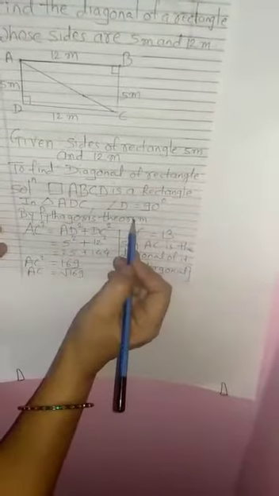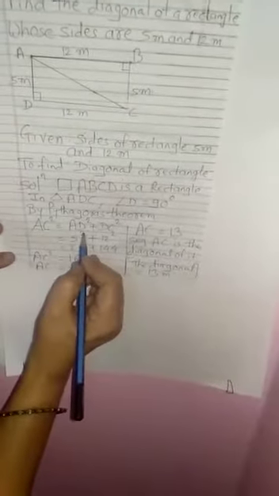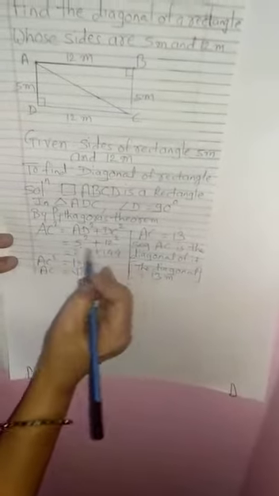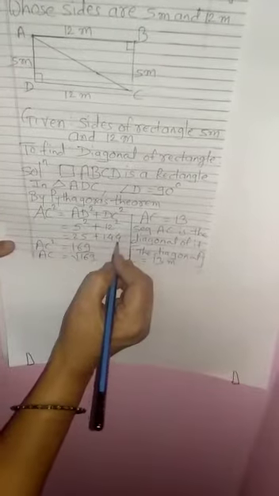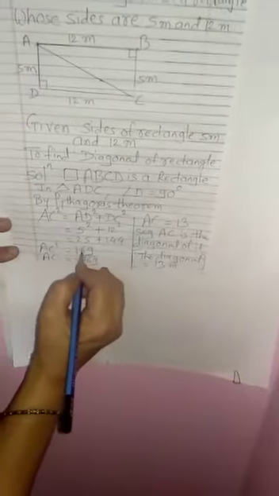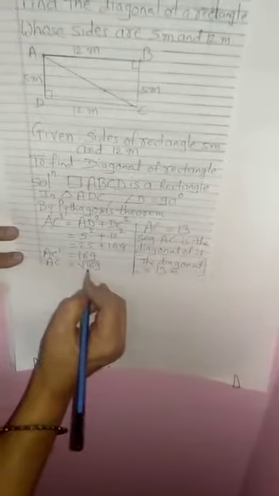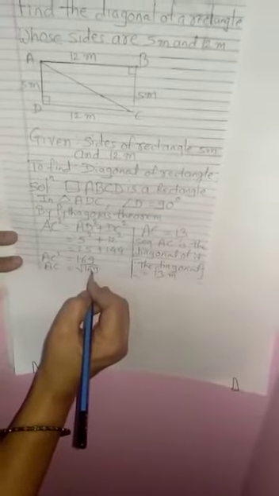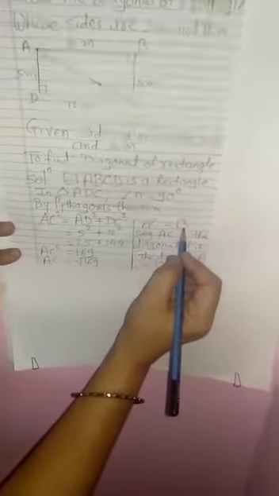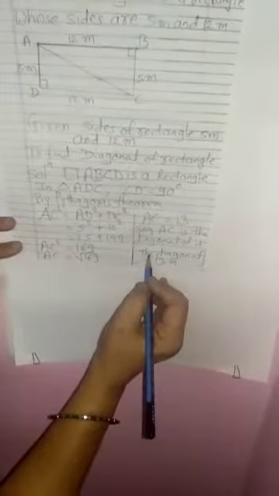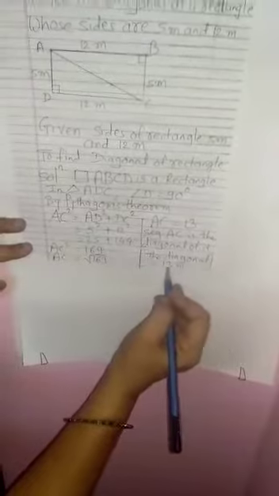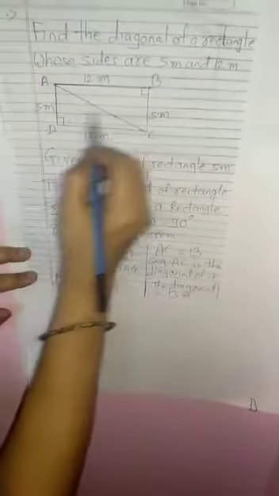By Pythagoras theorem, AC square is equal to AD square plus DC square. So 5 square plus 12 square is equal to 25 plus 144. AC square is equal to 169. AC is equal to square root of 169. AC is equal to 13. So segment AC is the diagonal of the rectangle. So the diagonal of the rectangle is equal to 13 meter. Means the length of AC and the length of BD is 13 meter.